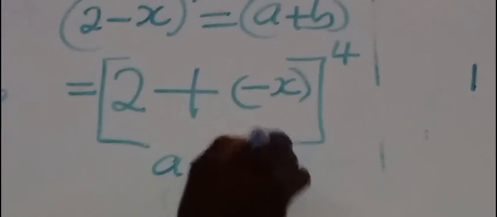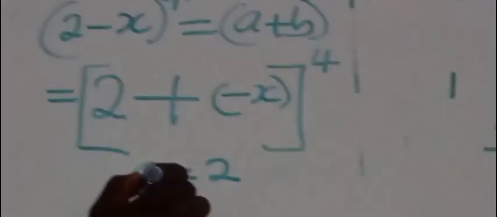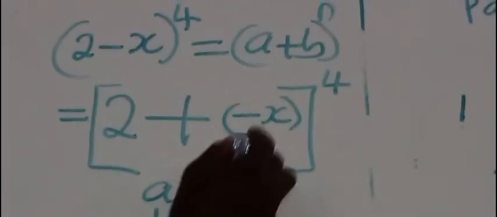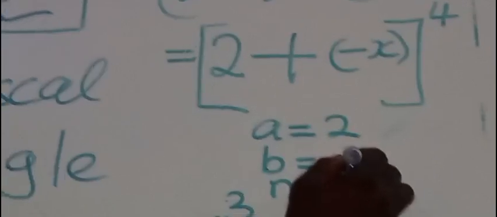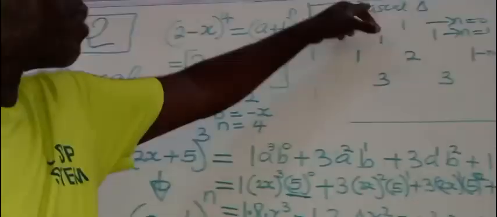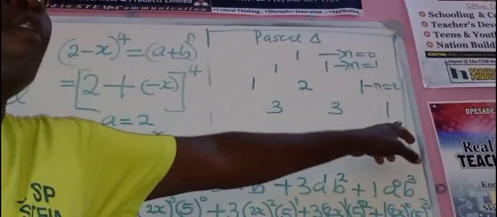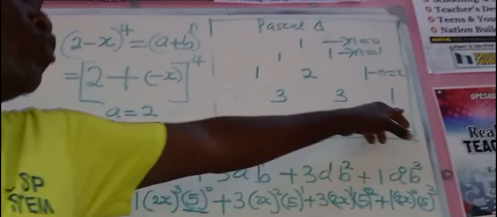Yes. Okay, so with this now, your a is what? 2. Your b is minus what? Minus x. Then your n, which is the power, is what? 4. So it means that when you are creating your Pascal triangle, you will get to do it to the level of when n is equal to 4. Is that clear?